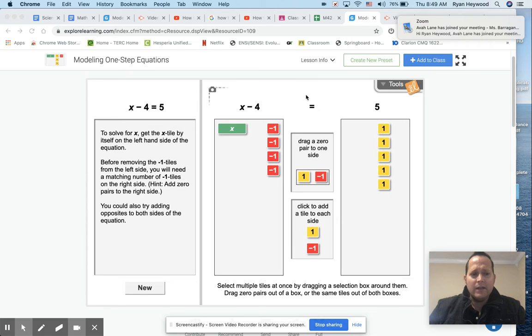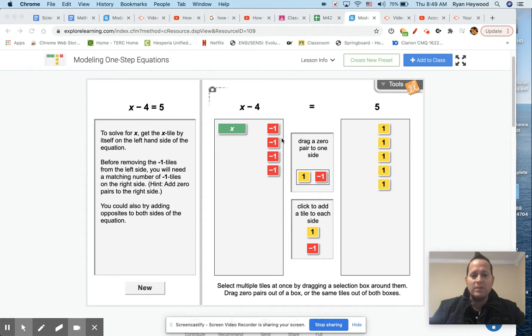Hello, class. Today we're going to be talking about modeling one-step equations using Gizmos and how to do this and then turn this in properly. First of all, you are going to go through and do some practice. This practice walks you through how to do these one-step equations. This is really useful because you can also see a visual of what we have going on here. So we have x minus 4, we have x and 4 negatives, okay?